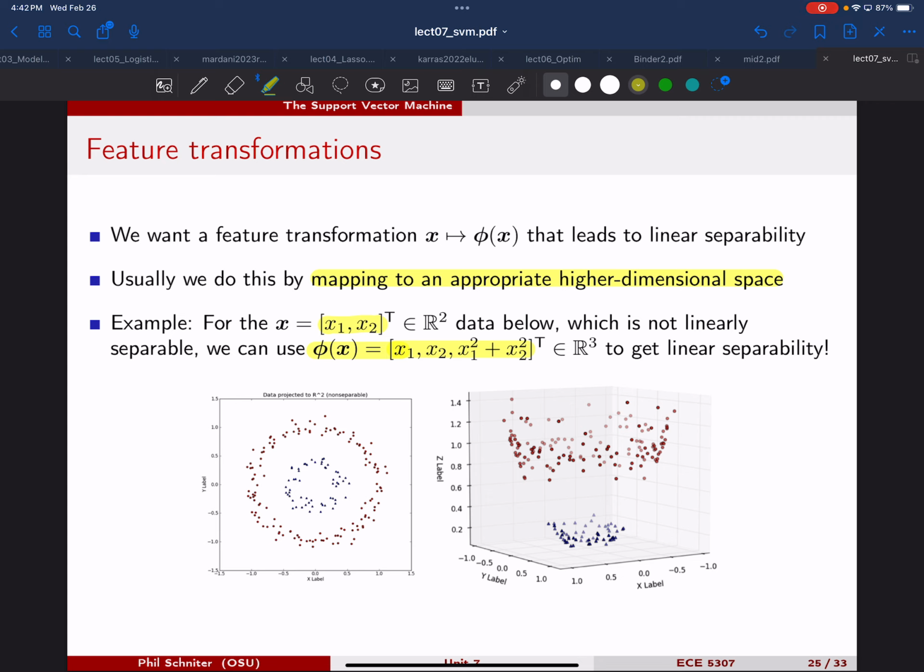Is it always the case to keep the original features, or can we just drop them? No, usually it's not the case, but here it was just an easy example.